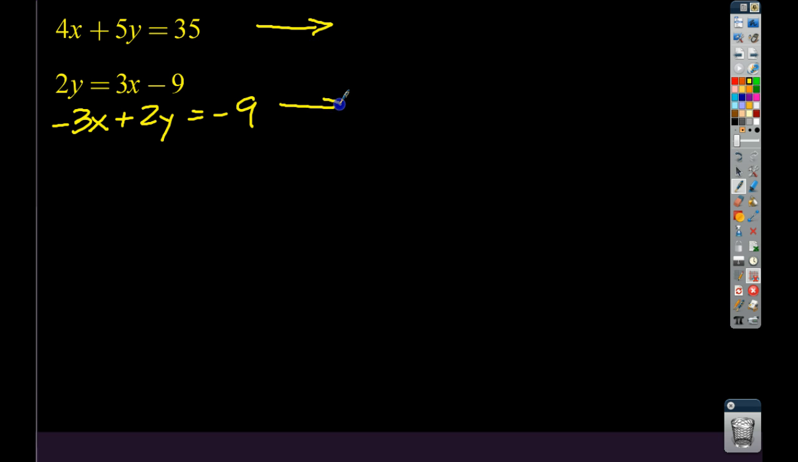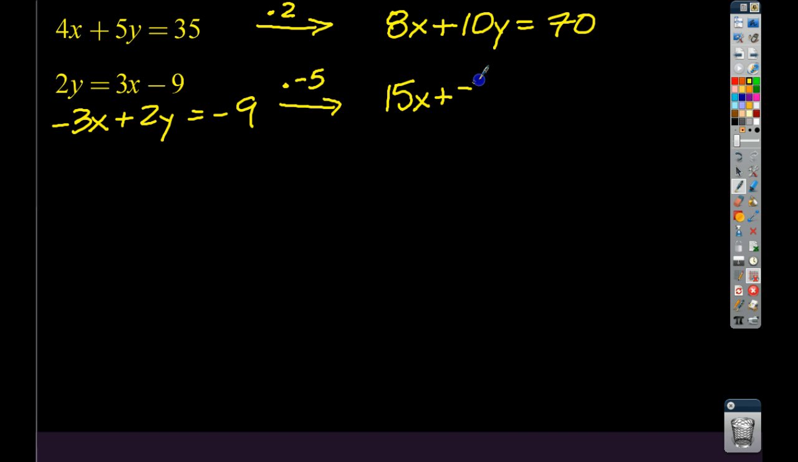So again, I would want to convert both of these, and I'm going to want to find the least common multiple, or what number does 5 go into? What multiple of 5 is also a multiple of 2? So I'll multiply this one by 2, and then multiply this one by negative 5. All right, let's see what happens. 4 times 2 is 8, so we got 8x plus 10y is equal to 70. Then on this side, negative 3 times negative 5 is 15x plus negative 10y is equal to negative 9 times negative 5, 45.